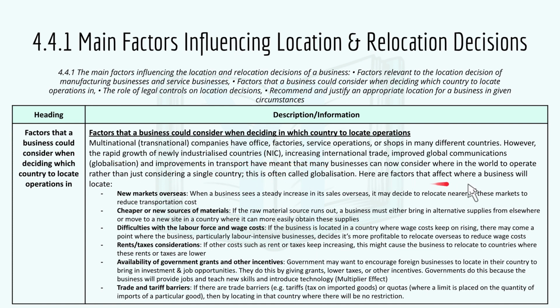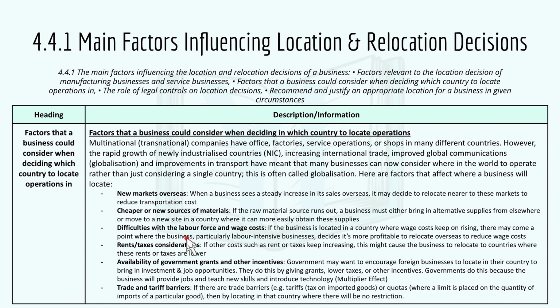And here are the factors where a business will locate, which include number 1, new markets overseas. When the business sees a steady increase in its sales overseas, it might decide to relocate nearer to these markets to reduce transportation costs. Number 2, cheaper or new source of materials. If the raw material source runs out, a business must either bring in alternative supplies from elsewhere or move to a new site in the country where it can more easily obtain these supplies.